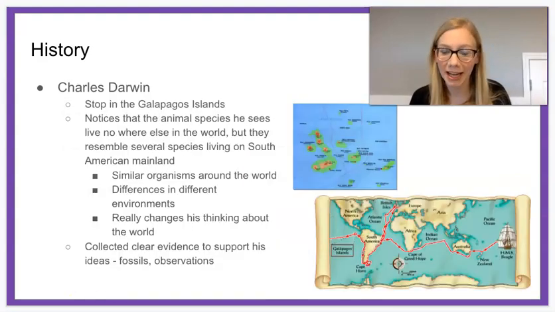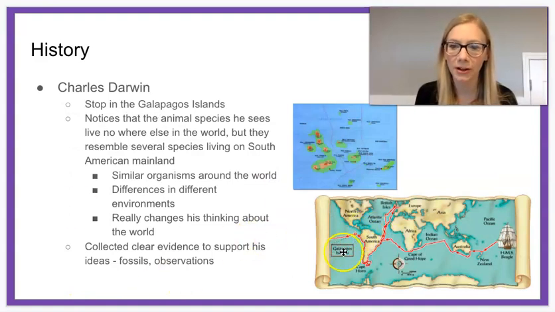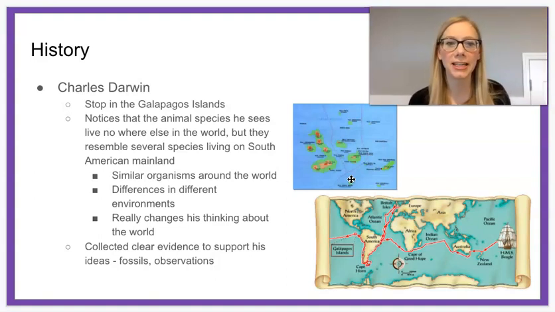So where are the Galapagos Islands, right? They're off South America here, and they're a group of islands, but they're not too far from South America. We'll talk about that in a second. And when he's on his trip, he starts to notice the animal species he sees live nowhere else in the world, but they resemble some of the species living on the South American mainland. So there are similar organisms around the world, but there are differences when they're in different environments, right? And this really starts to change his thinking about the world and how this change would happen in organisms and how they're actually related to each other.